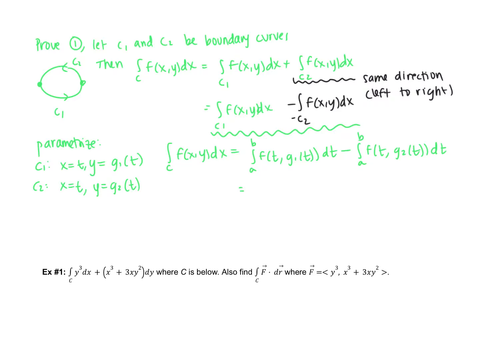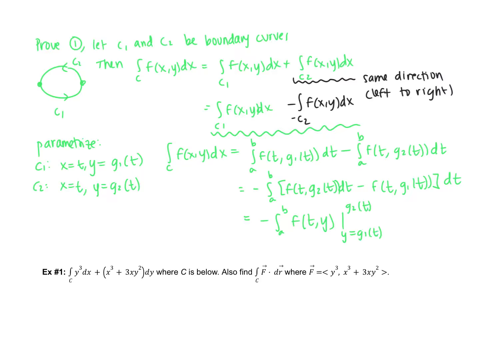So then I take out a negative from a to b, and this will give me f(t, g2(t)) dt, subtract f(t, g1(t)) dt. All I did was take these terms and reverse the order. So this one now goes first because I factor out a negative, and that one goes second. So this gives me negative integral from a to b of the function f(t, y), where y goes from g1(t) to g2(t), dt.